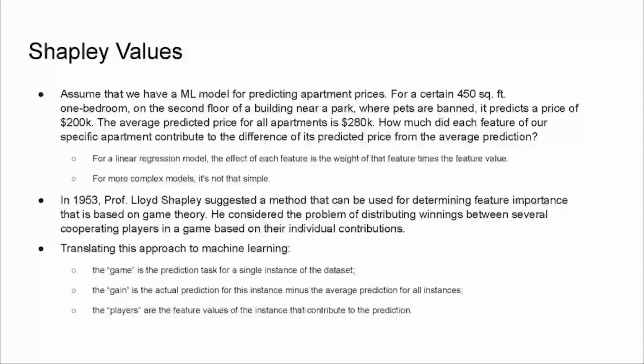In 1953, Professor Lloyd Shapley suggested a method that can be used for determining feature importance that is based on game theory. He considered the problem of distributing winnings between several cooperating players in a game based on their individual contributions. Translating this approach to machine learning, the game is the prediction task for a single instance of the dataset. The gain is the actual prediction for this instance minus the average prediction for all instances.